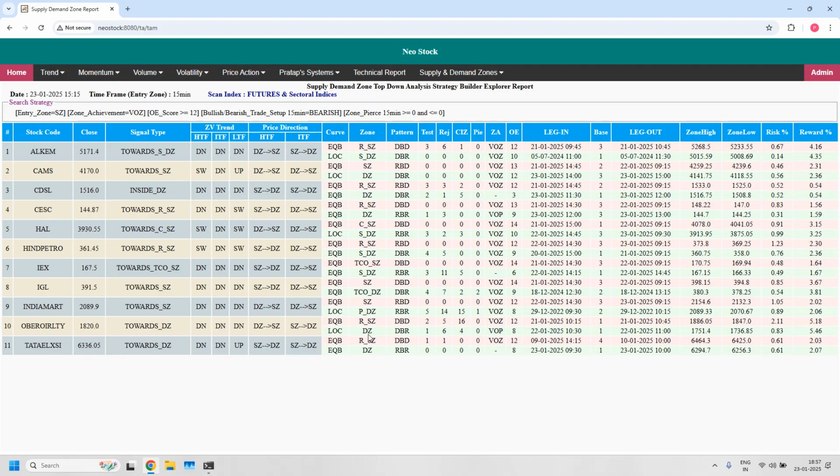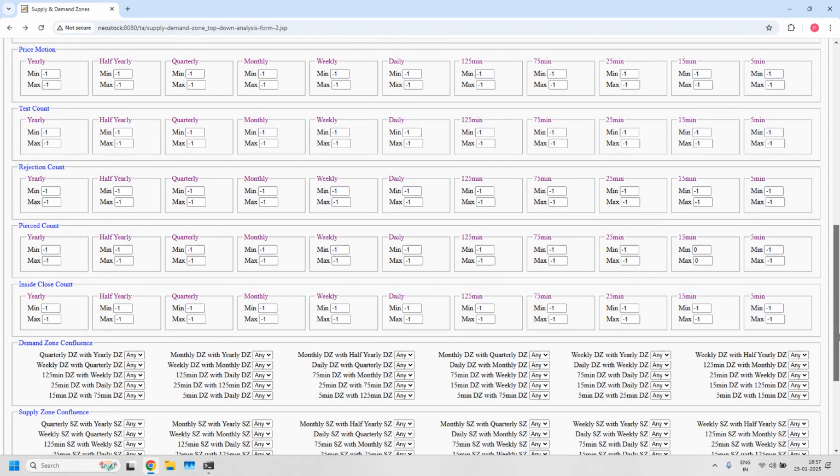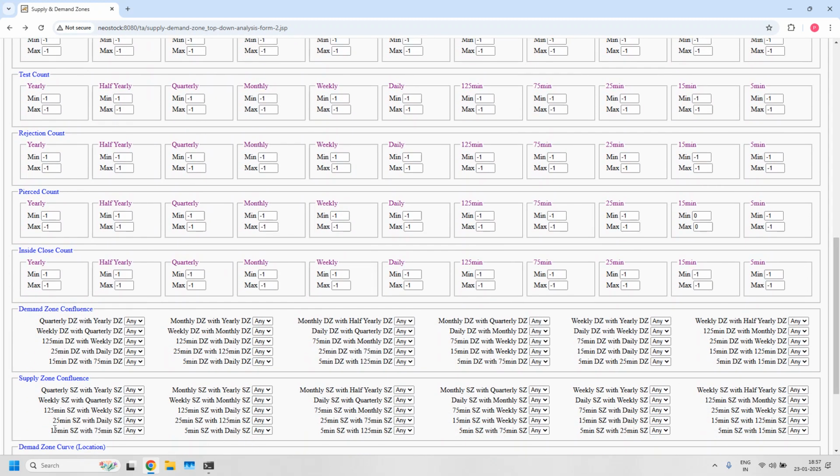So out of these 15 minute supply zones, some of the supply zones are having high liquidity zones. So that way they already got some high probability. Apart from that, we can also look for even more high probability based on the zone confluence. So zone confluence, we have to use two filters. First filter is LTF and ITF supply zone confluence. That is 15 minutes and 75 minutes supply zone confluence. I am enabling that filter.